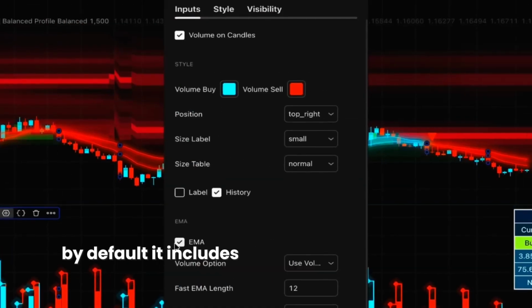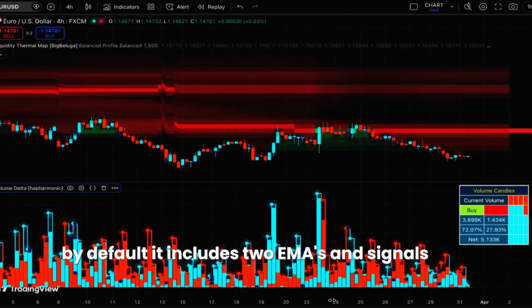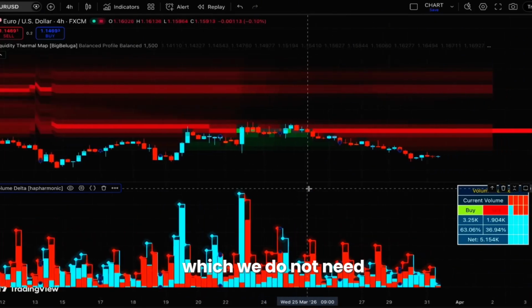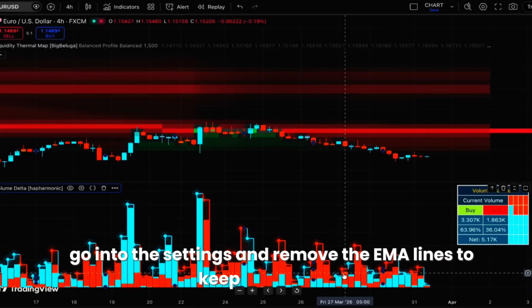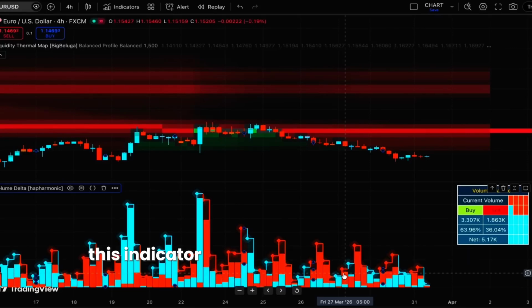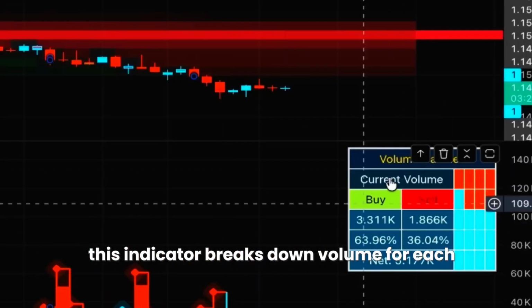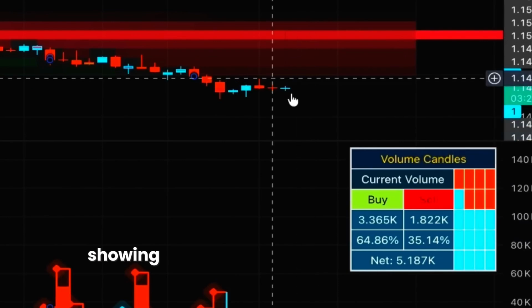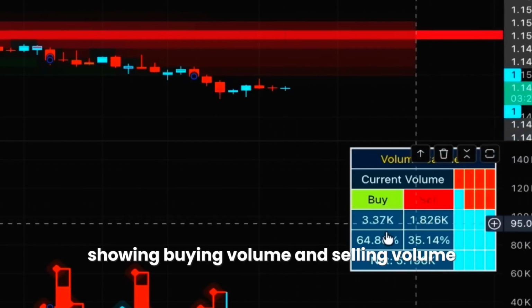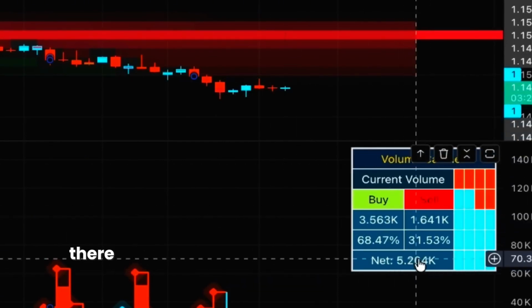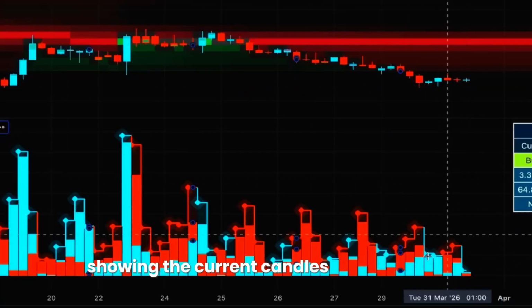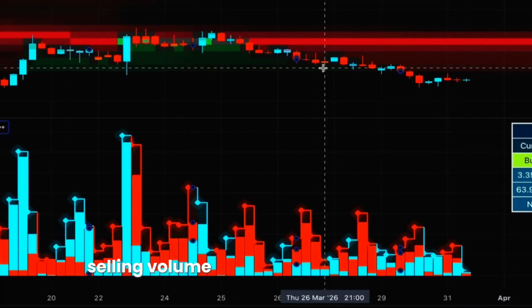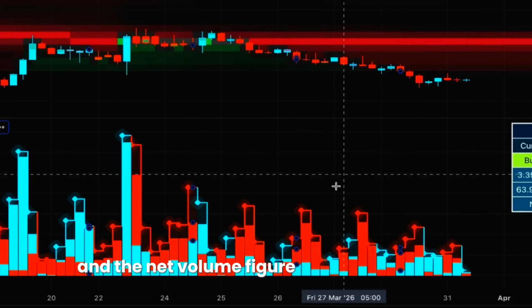By default, it includes 2 EMAs and signals on the chart, which we do not need. Go into the settings and remove the EMA lines to keep things clean. This indicator breaks down volume for each individual candle, showing buying volume and selling volume separately. There is a table in the corner that updates in real time, showing the current candle's buying volume, selling volume, their respective percentages, and the net volume figure.